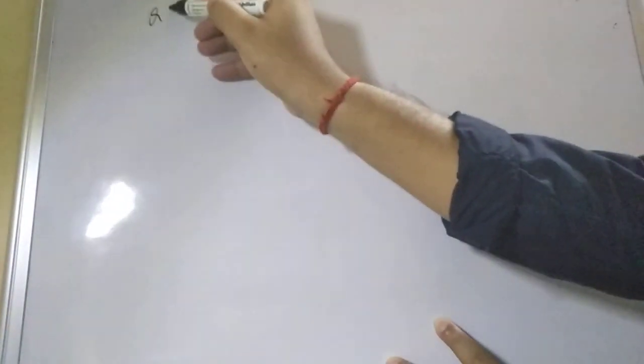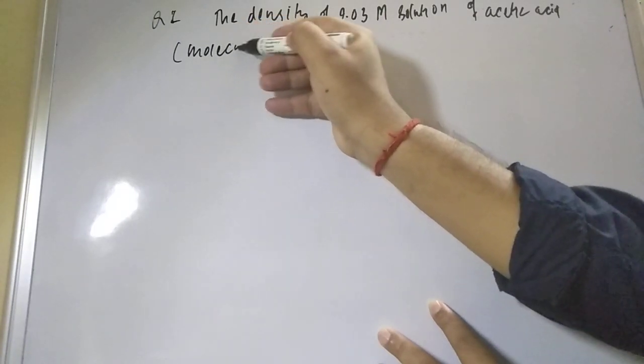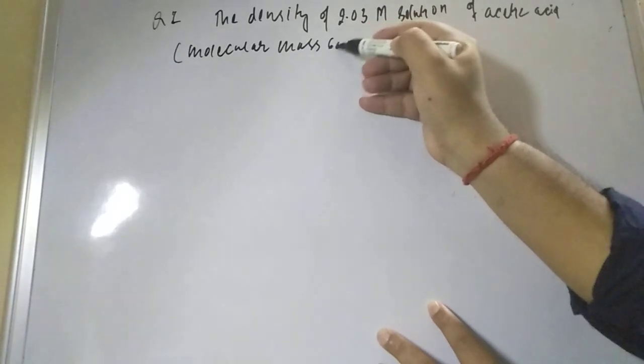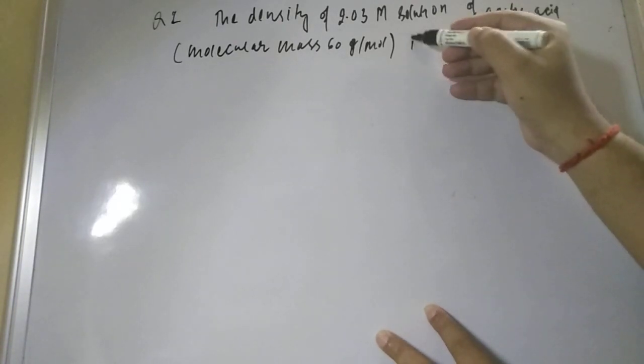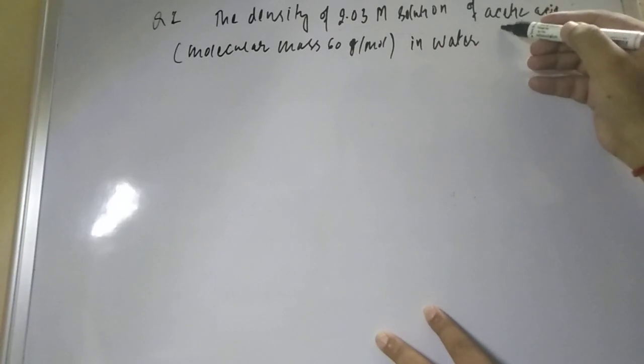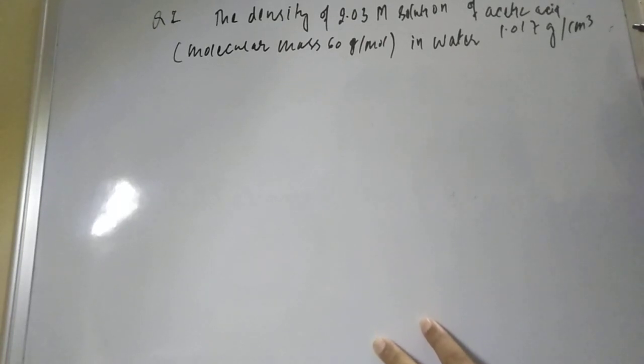Question number 1: the density of a 2.03 capital M molar solution of acetic acid, molecular mass 60 gram per mole, in water, density of water 1.017 gram per centimeter cube. Calculate the molality of the solution.